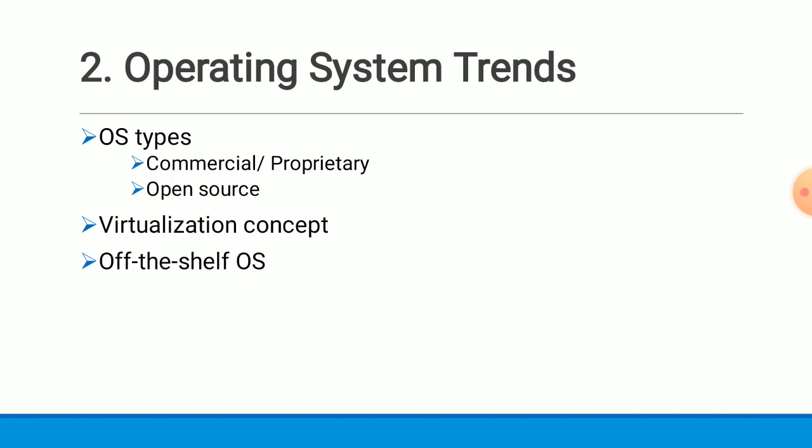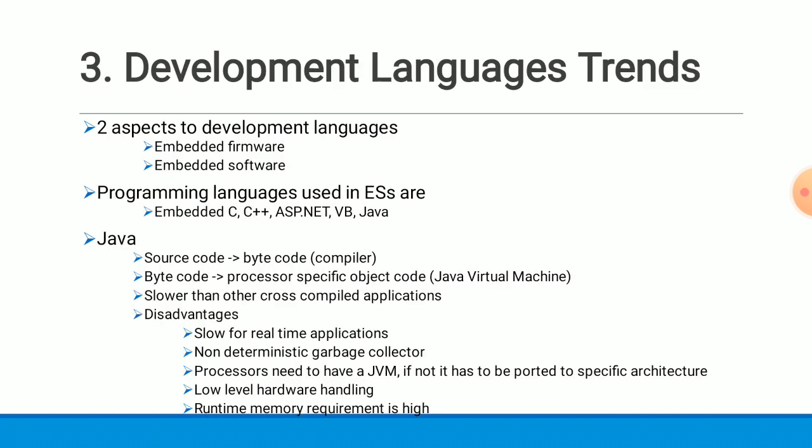For example, for this off the shelf operating system is Microsoft Embedded OS, and it's used in many embedded system applications. Then third one is development language trends. So there are mainly two aspects to development languages. One is embedded firmware and second one is embedded software. So embedded firmware means the software loaded in the embedded system that communicates with the embedded hardware. Okay, so the software loaded in the actual embedded hardware or actual embedded device, that is called embedded firmware.